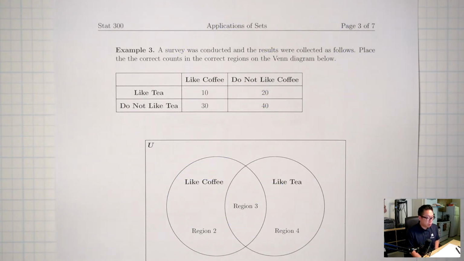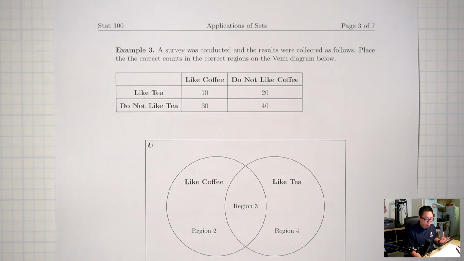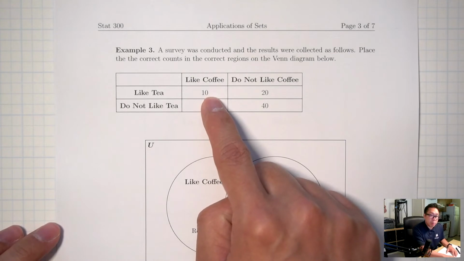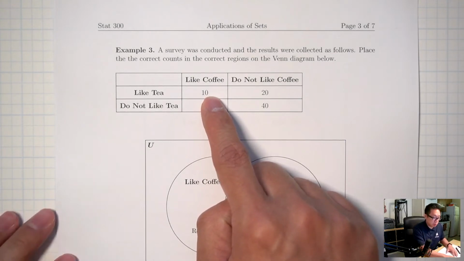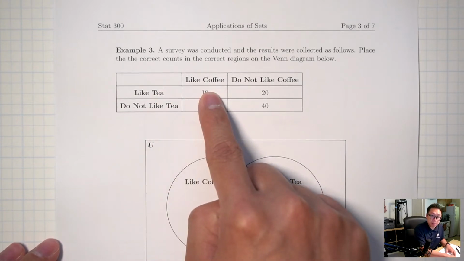Example 3. So this example is the same idea as the first 2 examples that we just did. The only difference is I'm giving you the clues in the form of a table. So let's talk about how you read this table. So these 10 people, what's special about these 10 people? These 10 people, they like coffee, and at the same time, they like tea.